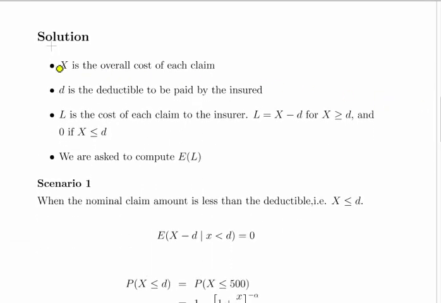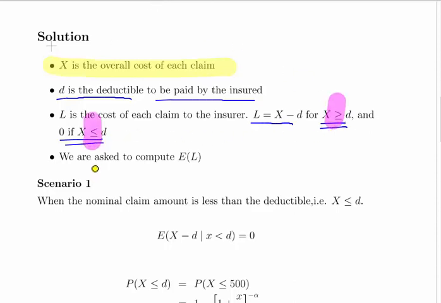Let X be the overall cost of the claim, no matter who pays out, the insured or the insurer. D is the deductible to be paid by the insured. L is the cost of each claim to the insurer, so L is X minus D for X greater than or equal to D, and 0 otherwise. By the way, we're working on the basis that these are continuous probability distributions, so we're assuming that these are complements of each other, just a notational question.